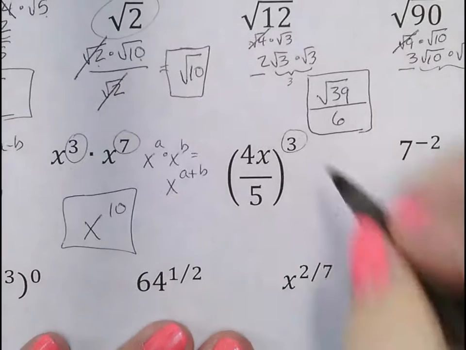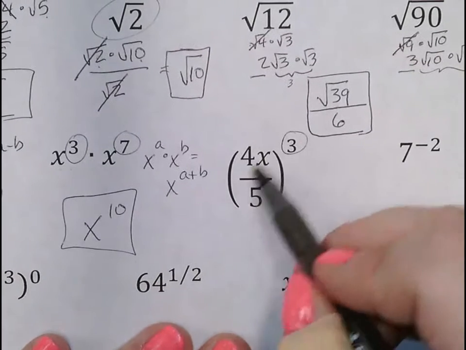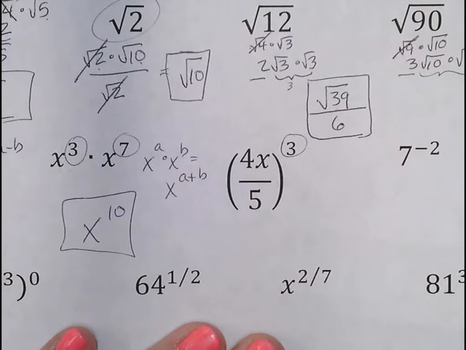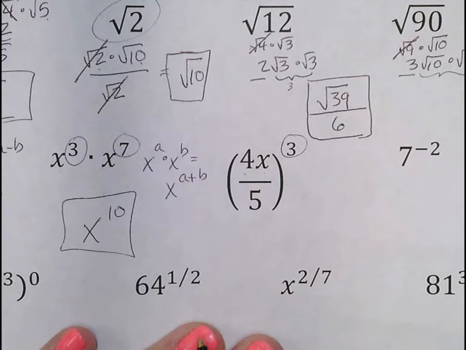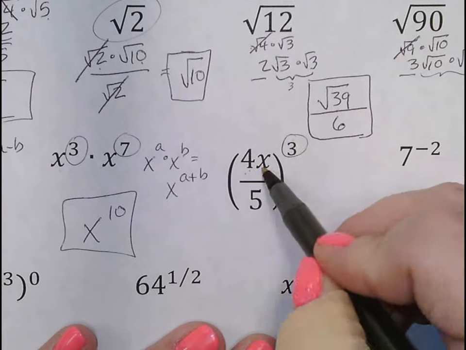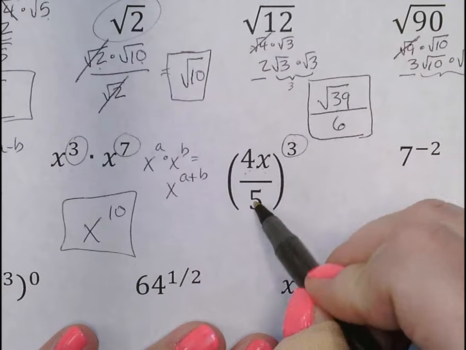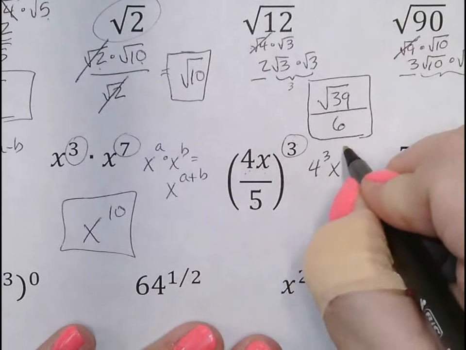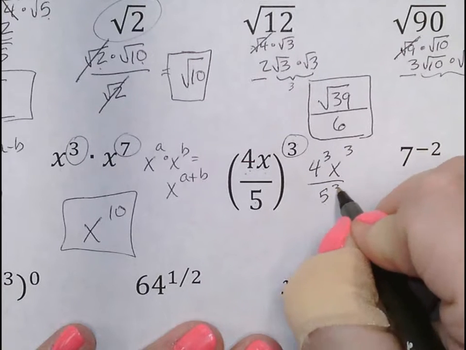When you have a power outside of parentheses, that power is going to apply to each of the factors in the parentheses. The 4 and the x is not a single unit. This is a common mistake, to think that the 4x is somehow connected. This is a 4 to the third power. This is an x to the third power. This is a 5 to the third power. So we would need 4 to the third, x to the third, and 5 to the third.